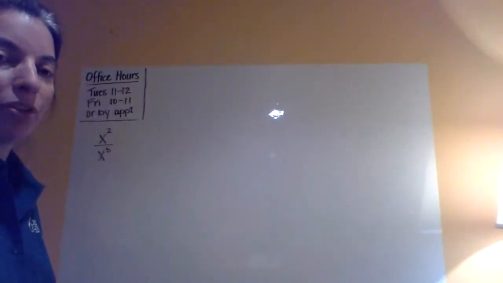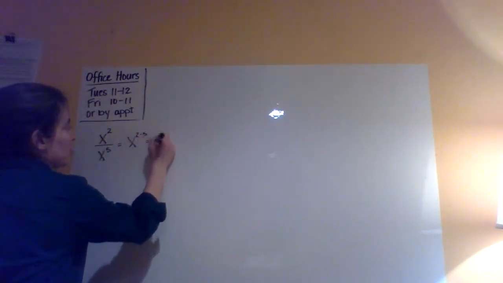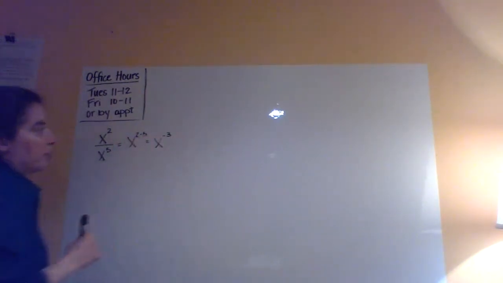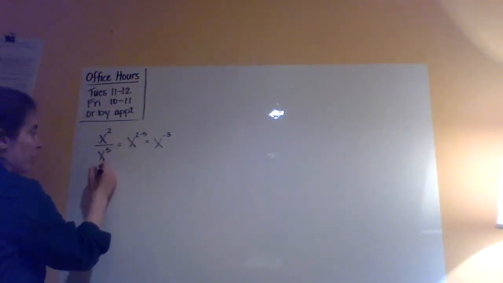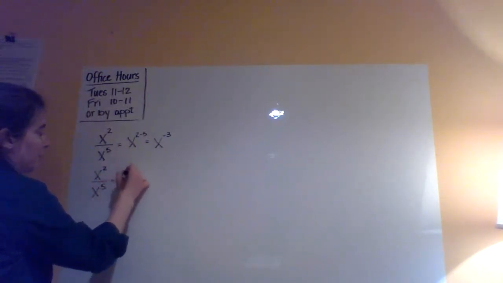If I have something like x squared over x to the fifth, I know from my quotient rule that I should be able to subtract top minus bottom for the exponents. So that would be 2 minus 5, which would be negative 3, right? So x to the second over x to the fifth, using our quotient rule, would be x to the negative third.